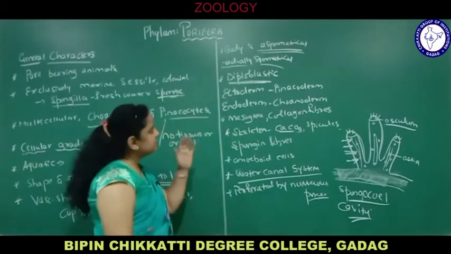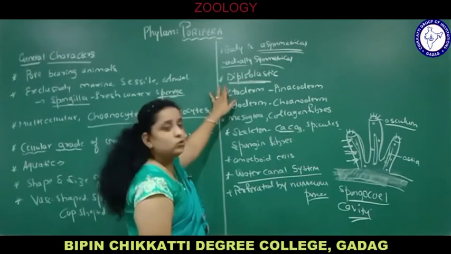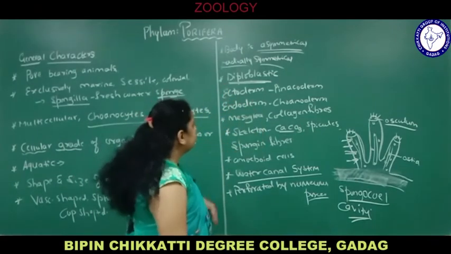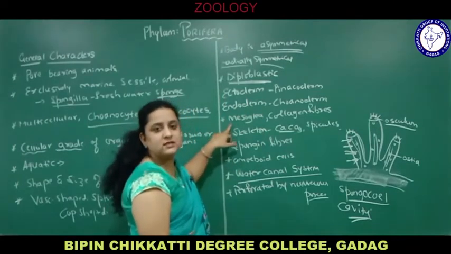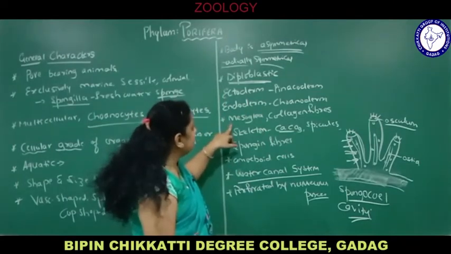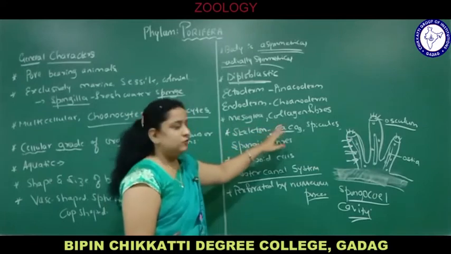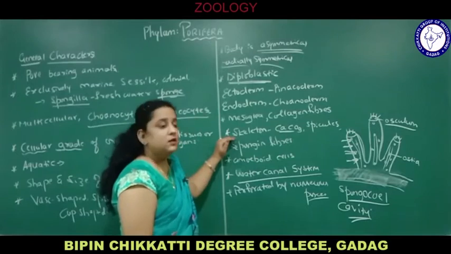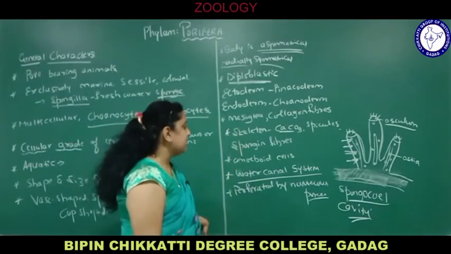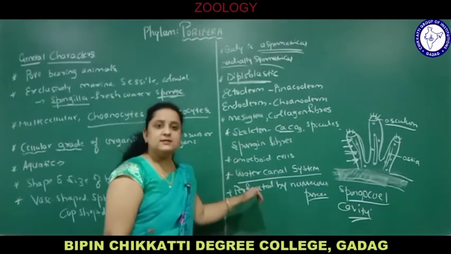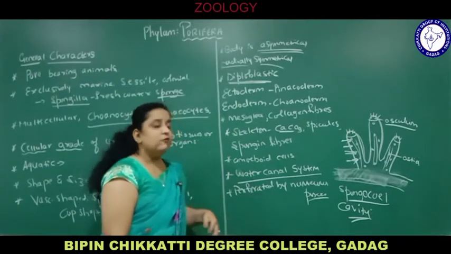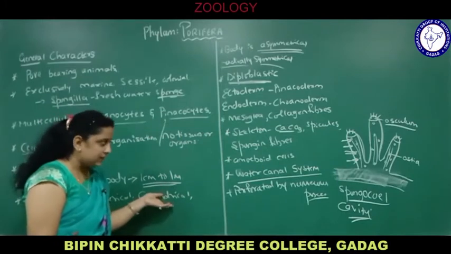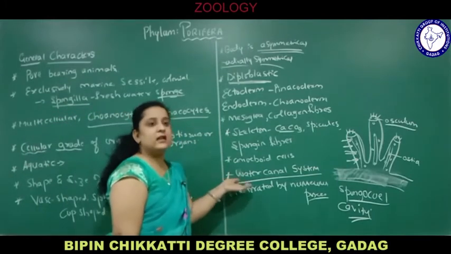So what are the characteristics here? Diploblastic, once again two germ layers, ectoderm and endoderm, called pinacoderm and choanoderm. Then there is a middle layer called mesoglea, which also has some collagen fibers. The skeleton of poriferans is made up of calcium carbonate spicules, and it also has some spongin fibers and amoeboid cells. The most defining feature of the phylum Porifera is the water canal system.